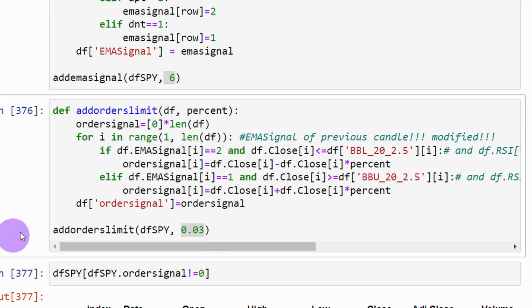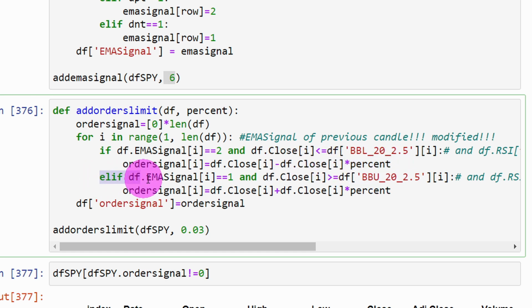So the way we are doing this is that we're checking, for each row, for each day, if we have an EMA signal equal to 2, which means we have an uptrend, the candles are trading above the moving average curve, and at the same time the closing price of the current candle, the current day, is below the lower Bollinger Band. We are adding a new column, a new list called order signal, of the current candle, of the current row or the current day, that is equal to df close i, meaning the closing price of today, minus the closing price of today times the percent.